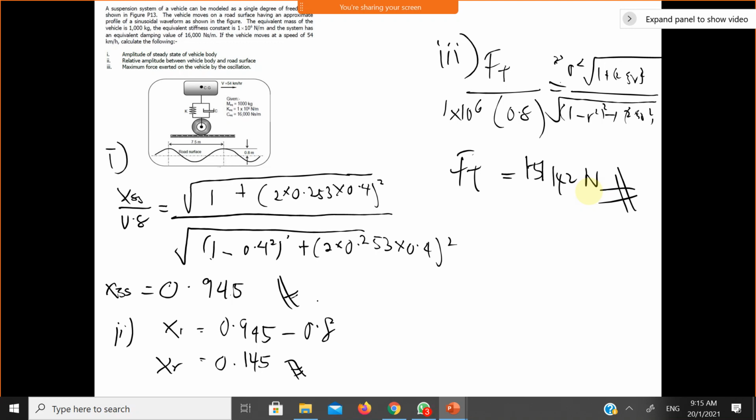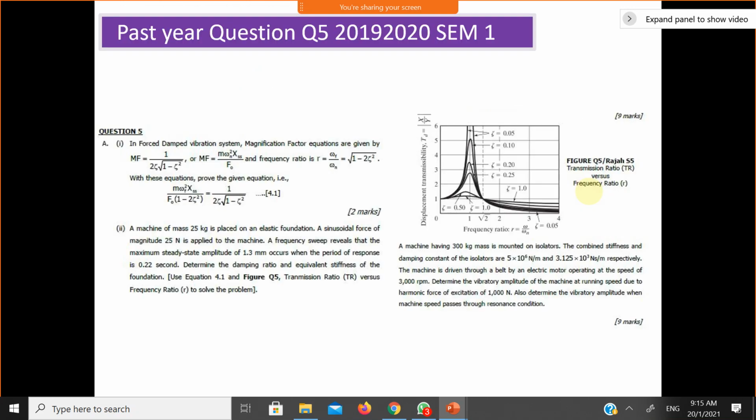Alright. Kita tengok satu soalan from past year question. Yang ni question daripada tahun lepas, 2019, 2020 dan SEM 1. Alright. So total mark adalah 20. Alright, 20. Look at the first question. Yang ni dia lebih kepada derivation lah.